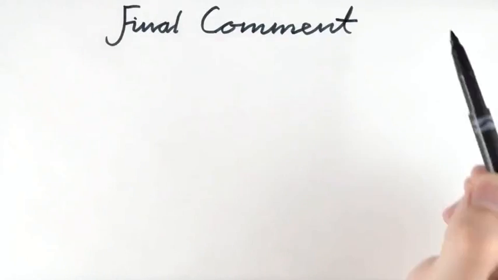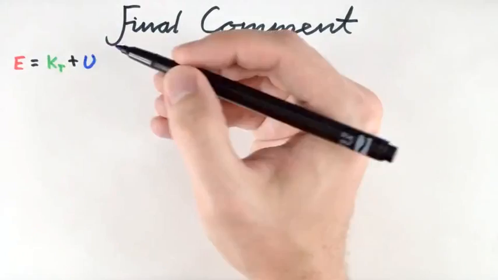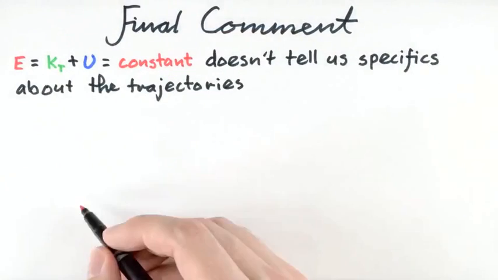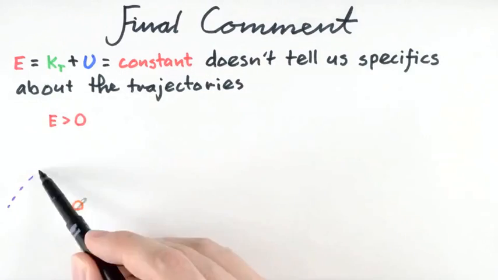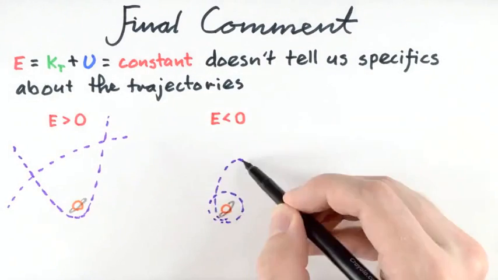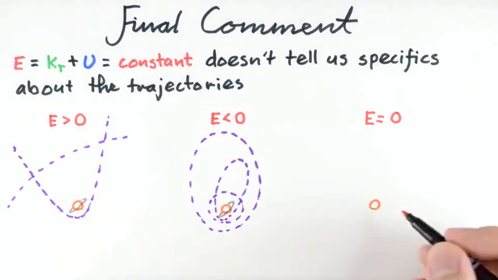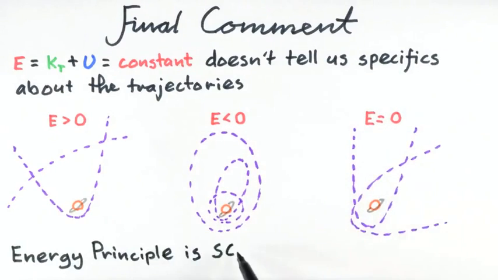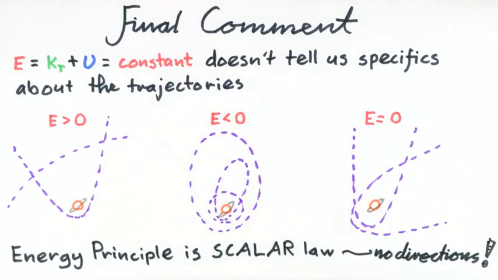Now, as a final comment for this lecture, we emphasize that the energy graphs don't tell us specifically what the trajectory of the spacecraft is in any of these cases. For each case, E, the total energy, positive, negative, or zero, there are many possible different trajectories. This is due to the scalar nature of energy, which typically doesn't give us information about the direction of motion, which we would need to specify the spatial path of a moving object.